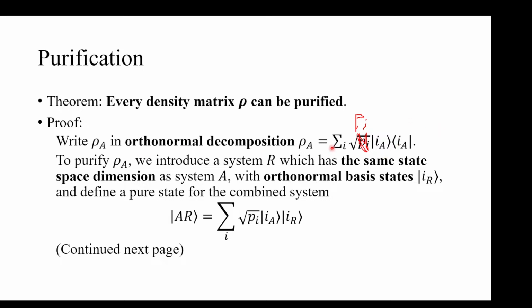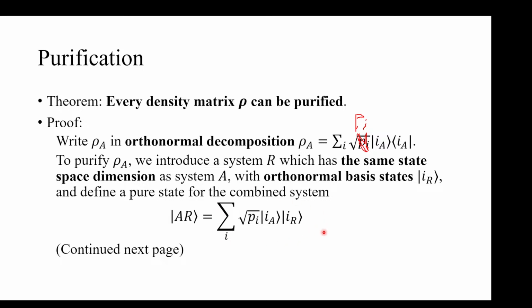We want to purify rho A, and we want to find a system R that has the same dimension as A, and has some orthonormal basis |i>_R. Then for the purification, here is the exact construction. From the eigenvalues p_i and the eigenvectors |i>_A, we can write AR. We define AR as the summation over i, now taking the square root, so p_i becomes square root of p_i, times |i>_A tensor |i>_R.